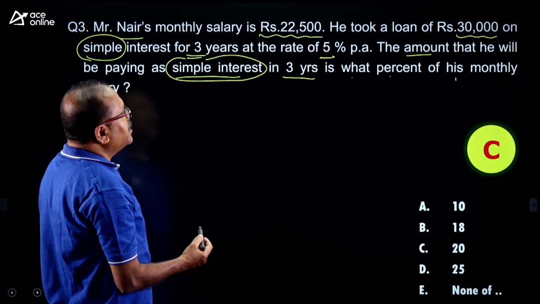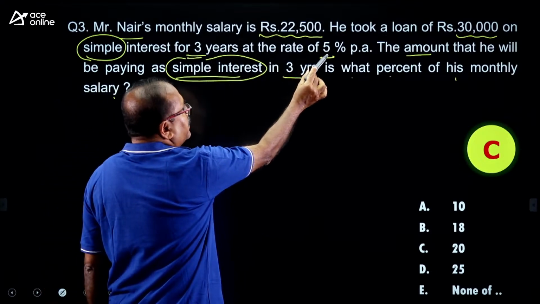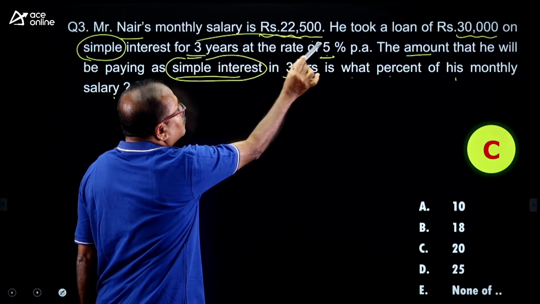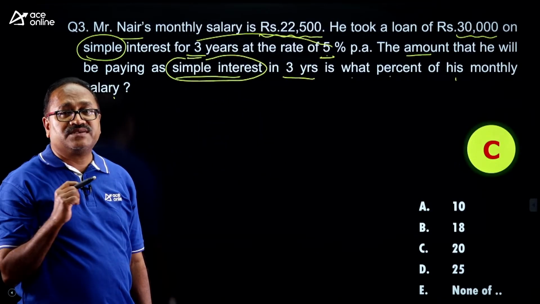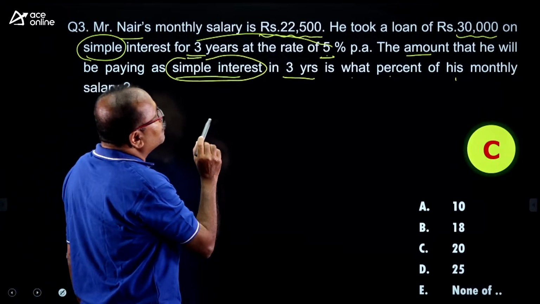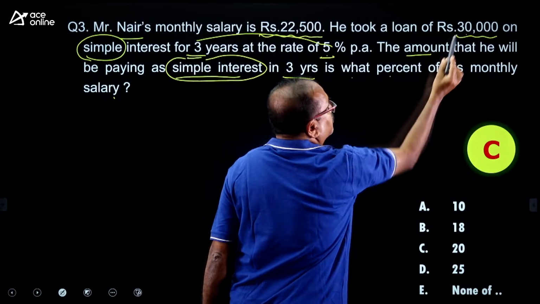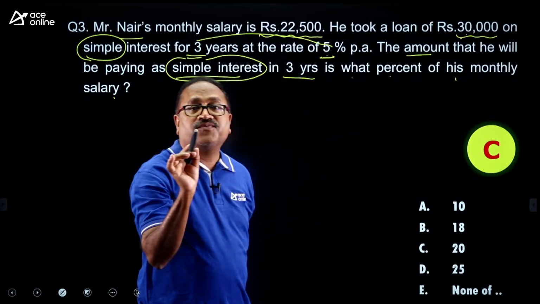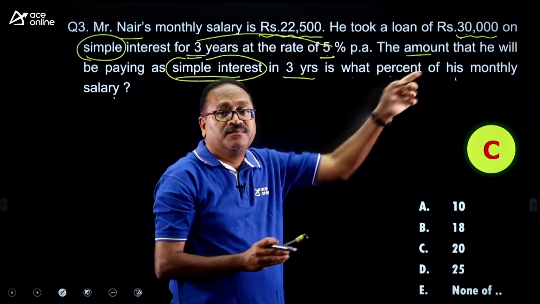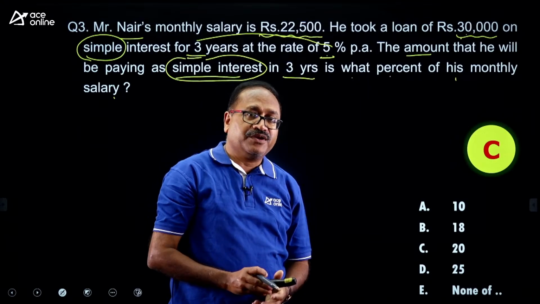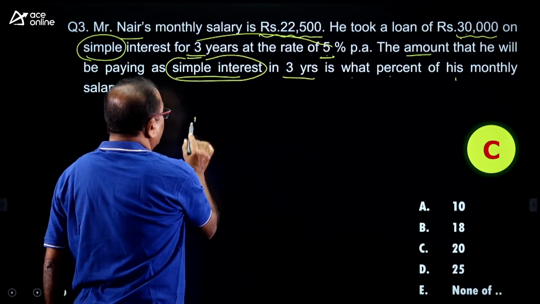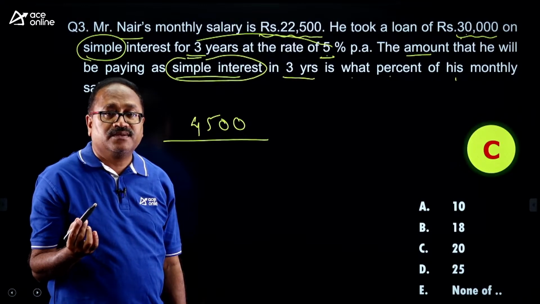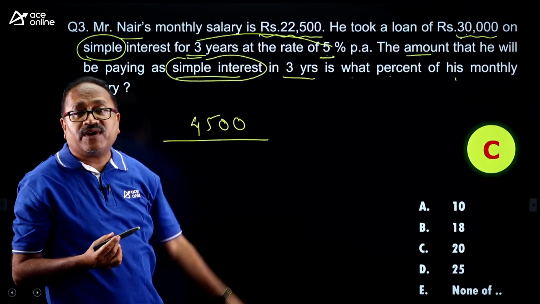You are right. How do I find it out? 3 years, 5% per annum, simple interest. So in that case, what will be the simple interest? 3 into 5, 15% interest. 15% interest on what? On 30,000. What is 15% of 30,000? 4,500. 15 into 3, 45. 4,500. Now this 4,500 interest is what percentage of his salary, which is 22,500.